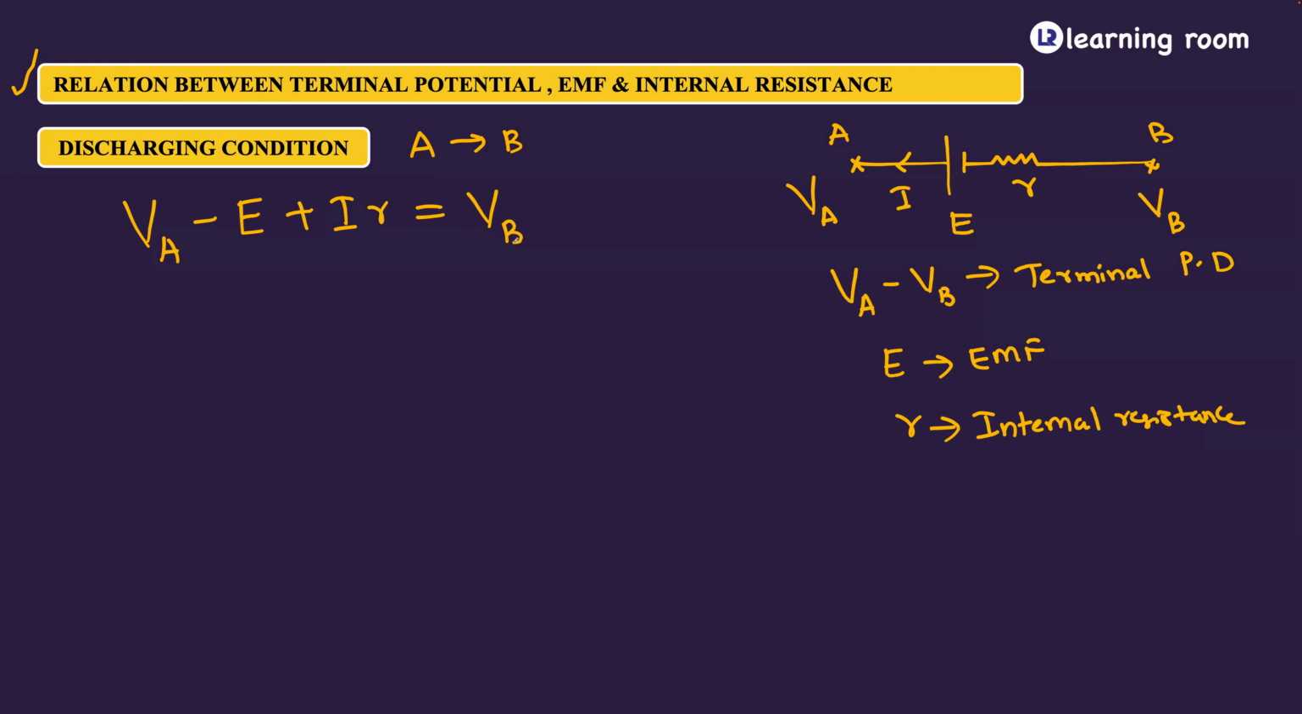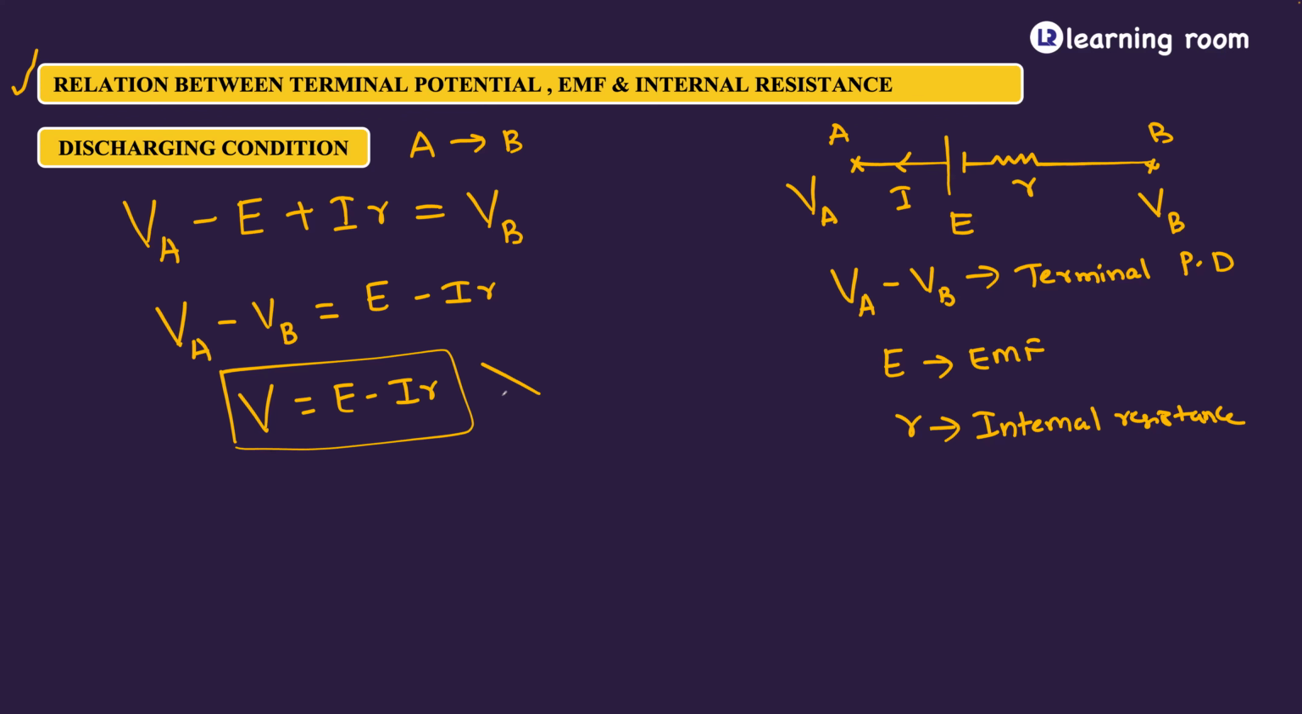Now, if I rearrange this equation, VB will come to this side, this E will go to the other side as plus E, and IR will go as minus IR. This VA minus VB, which is called the terminal potential difference, is equal to E minus I into R. And this is the expression I have already given you. So this is the relation between the terminal potential difference, EMF, current and internal resistance when the cell is getting discharged.